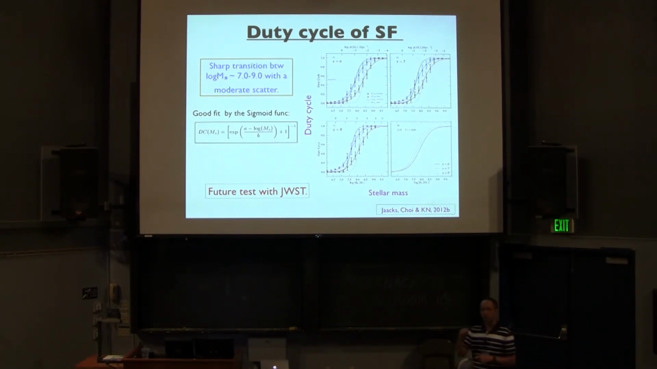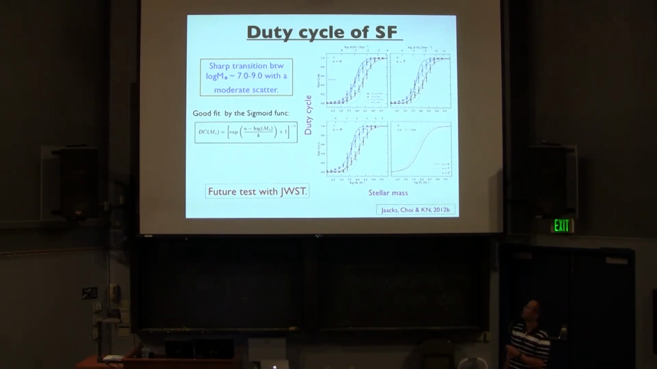What we found is that the duty cycle makes a very characteristic transition from the low mass regime to the high mass regime, like a stepwise function like this. At 10 to the 7, there is almost zero duty cycle. And as you go to high mass, they're almost always forming stars.